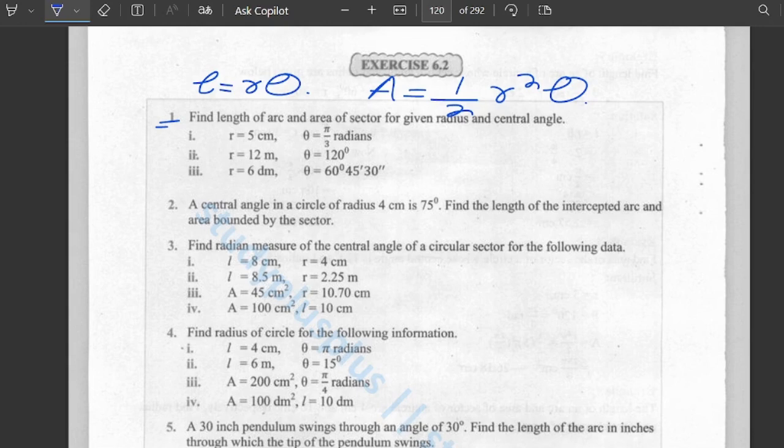And here the radius is given as 6 dm, and theta is in the DMS format. So firstly we're gonna convert the minutes and the seconds into degrees. We're gonna add them up, and then the degree will be converted into radian, and then we're just gonna apply the formula. So it's pretty easy.